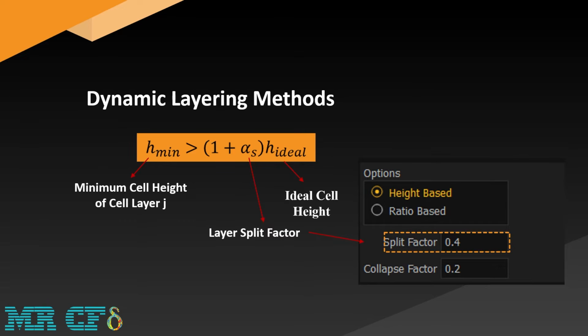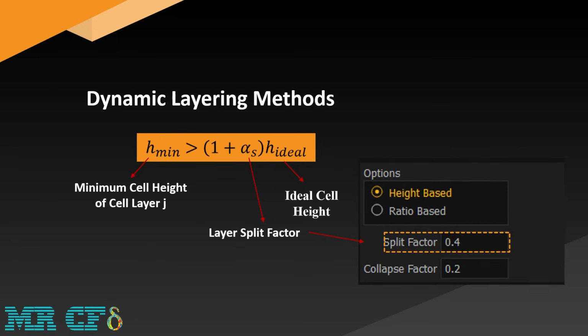And finally, when this condition is met, cells divide, height-based or ratio-based. If the division is based on height, the cells are divided to create a layer of cells with a fixed height h ideal. But if the division is based on the ratio, the cells are divided so that locally the ratio of the height of the new cells to the height of the old cells is exactly equal to alpha s everywhere.